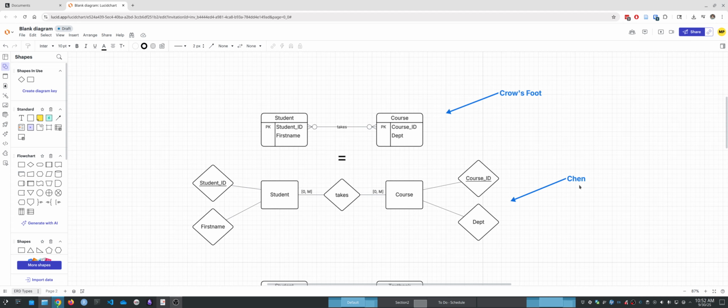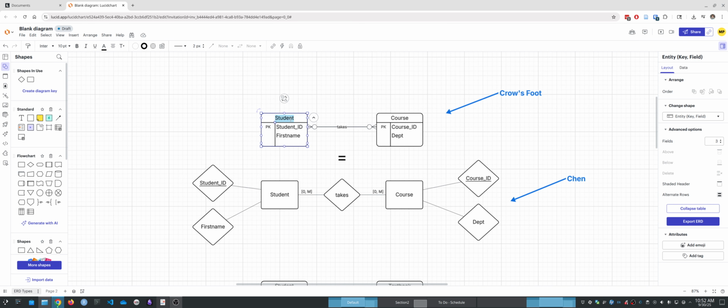If we use the Chen methodology, which I've used in the past, but I've switched over to the crow's foot because your book uses it, here are the parts of a Chen ERD. You have a table. Notice we just create a box, and that's what represents the table or the entity. This is an entity. Our entity in crow's foot is up here.